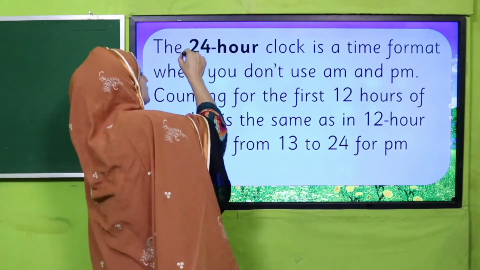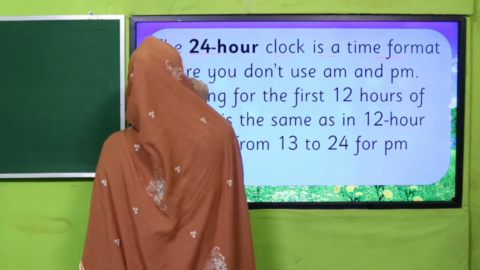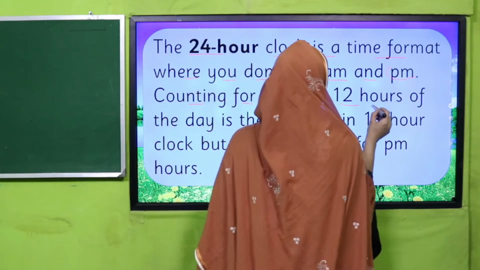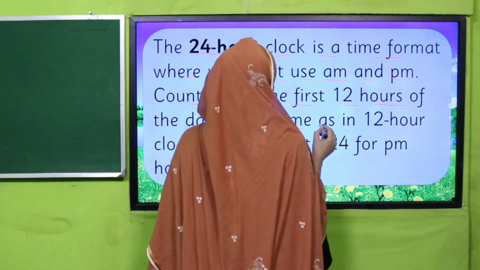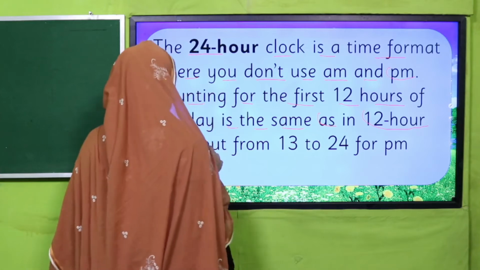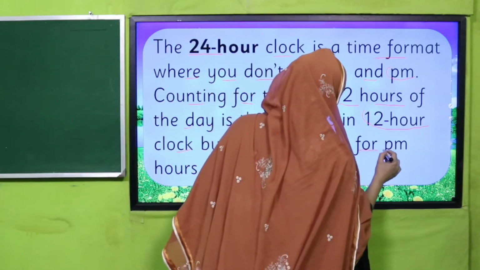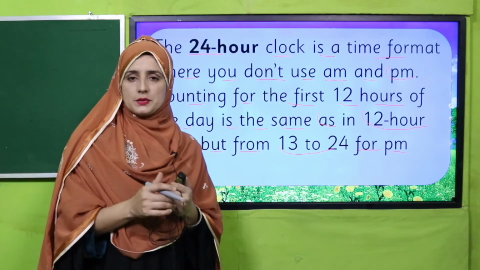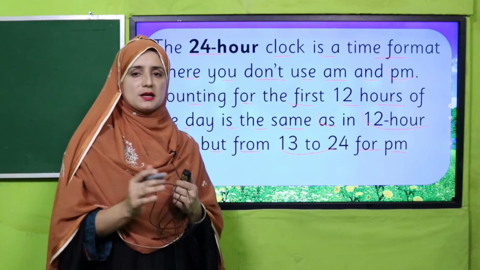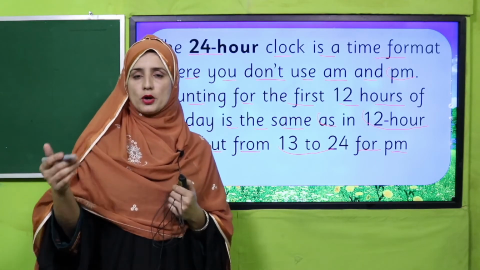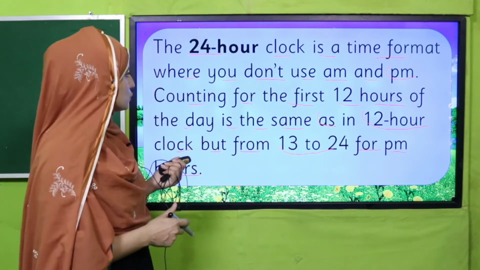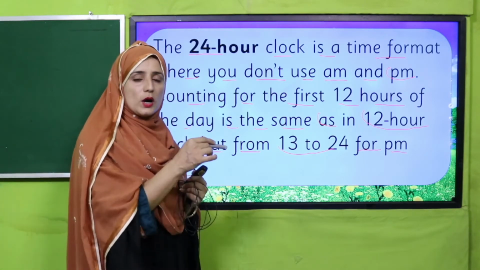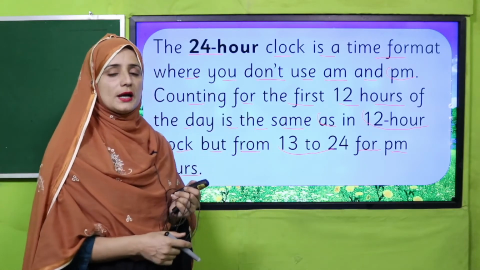What is a 24-hour clock? The 24-hour clock is a time format where you don't use AM and PM. Counting for the first 12 hours of the day is the same as in the 12-hour clock, but from 13 to 24 for PM hours. As we know, on 12-hour clocks we have two rounds, AM for morning time and PM for evening time. In a 24-hour clock there is no AM and no PM. It goes round from 1 to 13, after 13 to 24, and then it shows us the time.